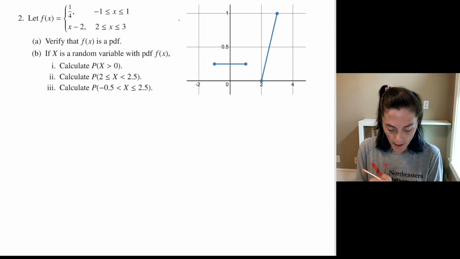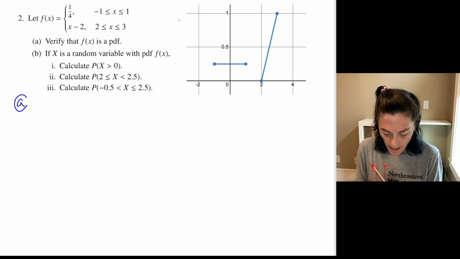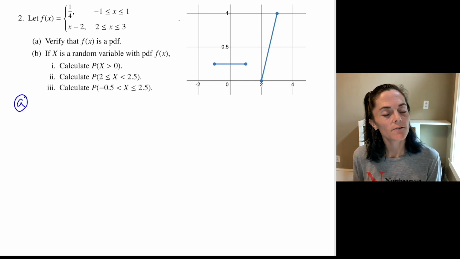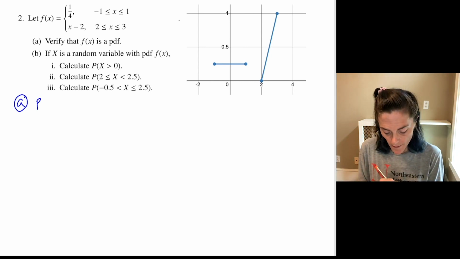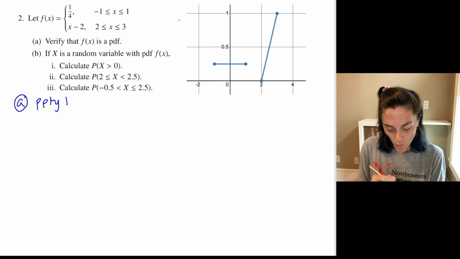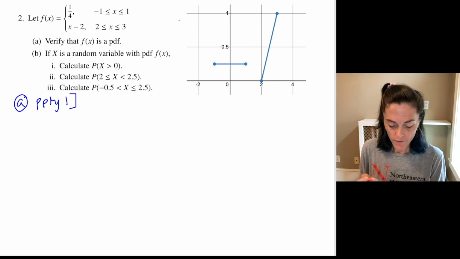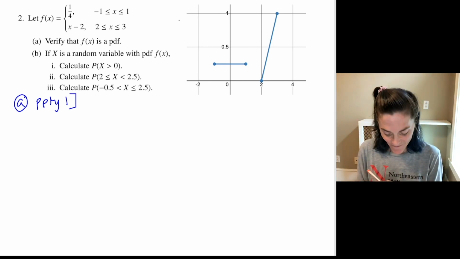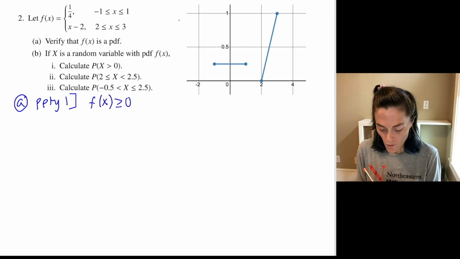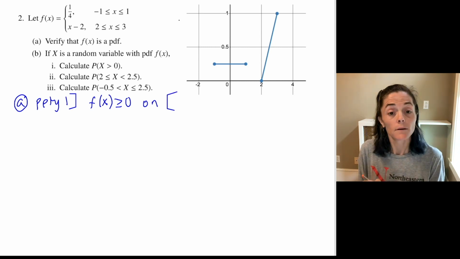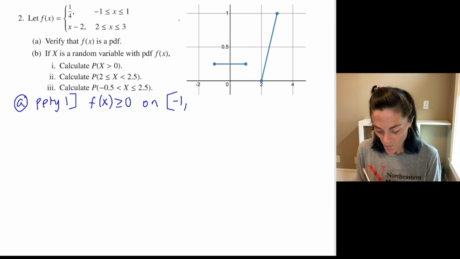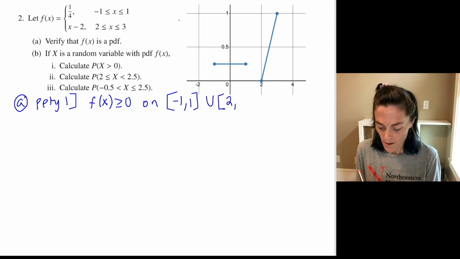All right, letter A, we want to verify little f is a PDF. Well, there are 2 things. Property 1. We can tell by looking at the graph or looking at the function, you see this is greater than or equal to 0 on the support. Now the support is -1 to 1, union 2 to 3.